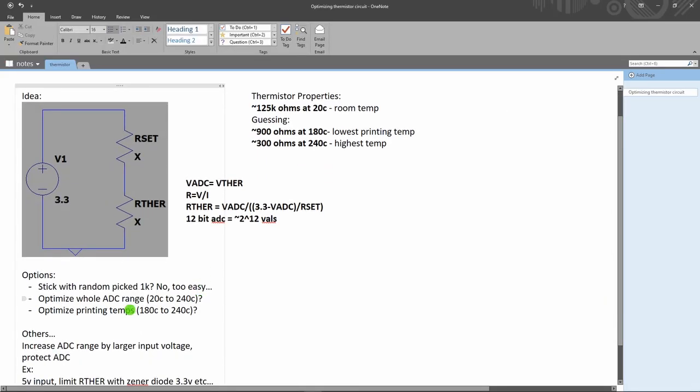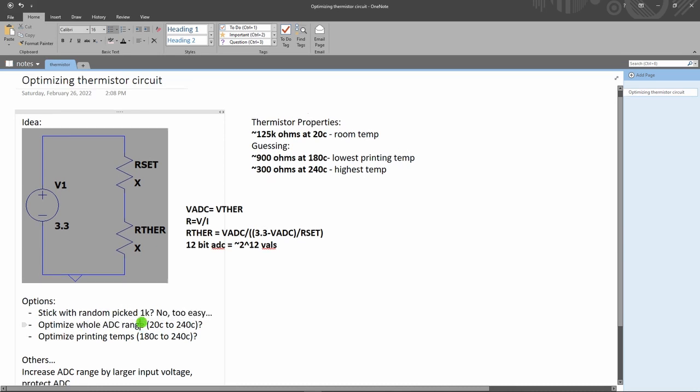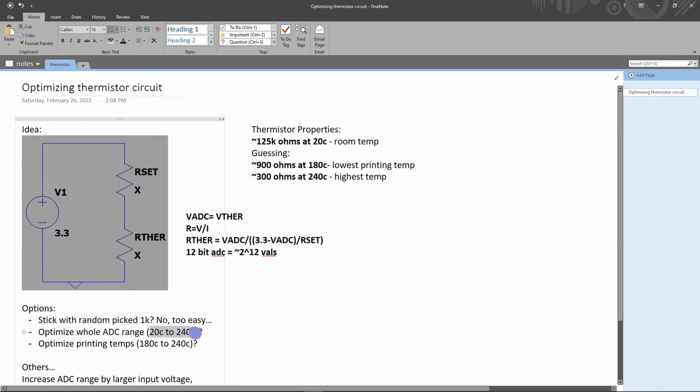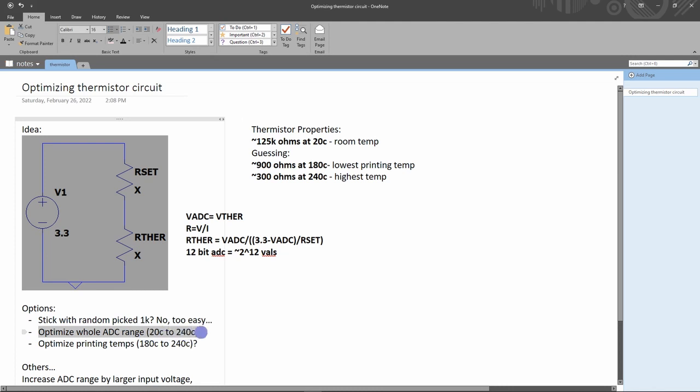And our other choice is to optimize the whole ADC range, so like the usable range, I guess, which is going to be 20 C to 240 C. And our third option is going to be optimize the printing temperatures from 180 C to 240 C, which is what I'm going to be doing because I don't really care about room temperature. I care about being most accurate when I get to this range up here. So firstly, I'm going to go into how we would optimize this using the whole ADC range of 20 C to 240 C.